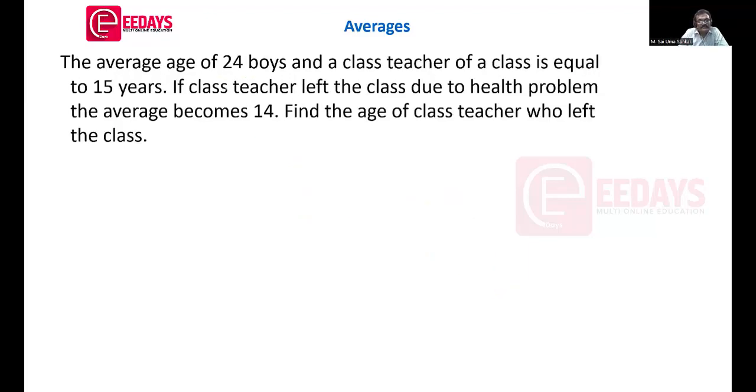The average age of 24 boys and a class teacher is equal to 15 years. If the class teacher left the class due to health problem, the average becomes 14. Find the age of the class teacher who left the class. Okay, children. 24 boys and class teacher, that is equal to 25 members. What is the average? That is equal to 15. What is the total? That is equal to 375.